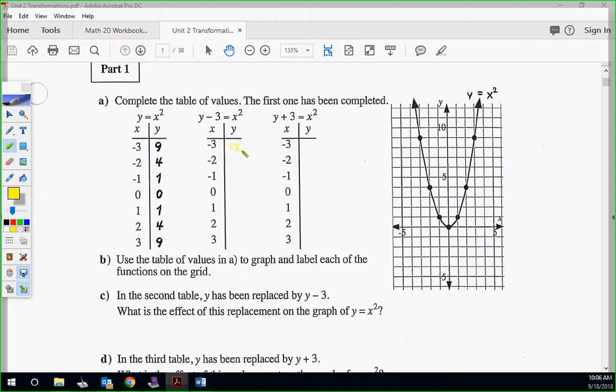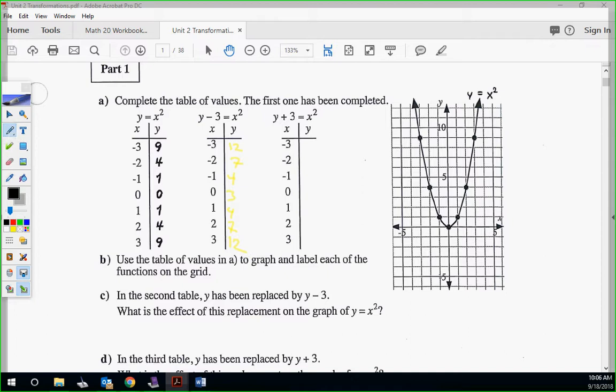Yeah, -2 squared is 4, plus 3 is 7. -1 squared is 1, plus 3 is 4. 0 squared is 0, plus 3 is 3. And then it's going to mirror, right? 1 squared is 1, plus 3 is the 4 again, the 7 again, the 12 again.